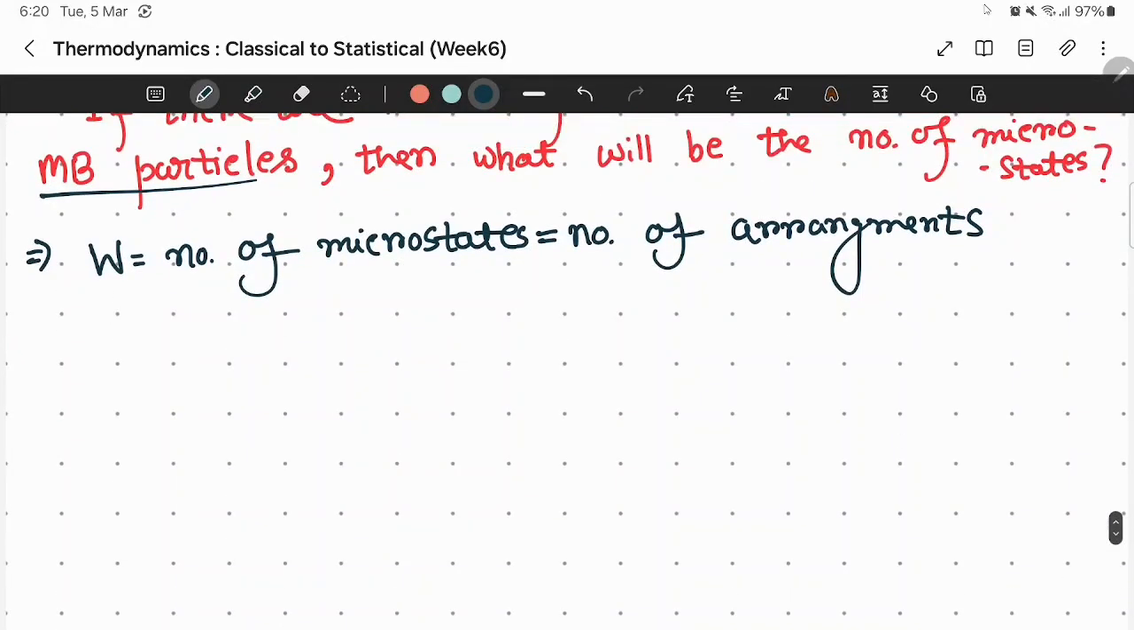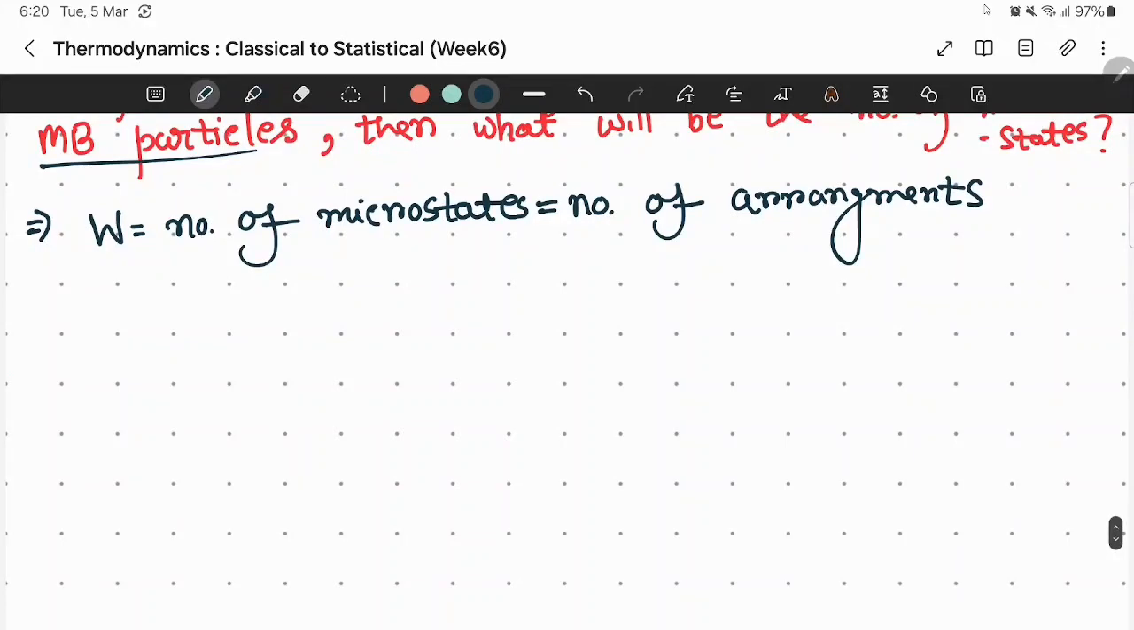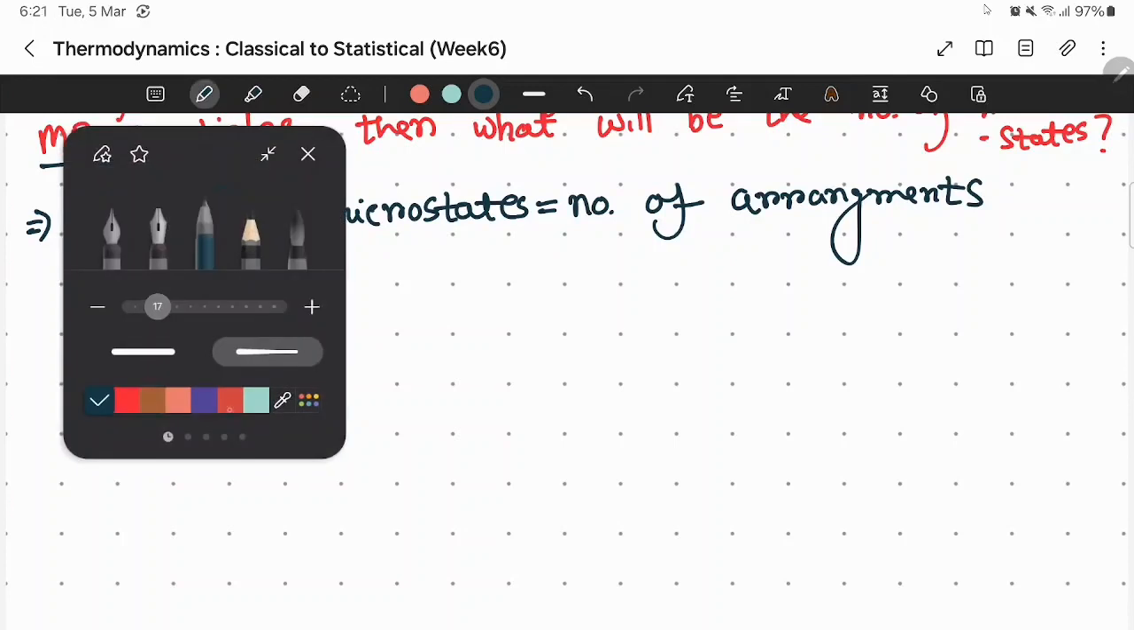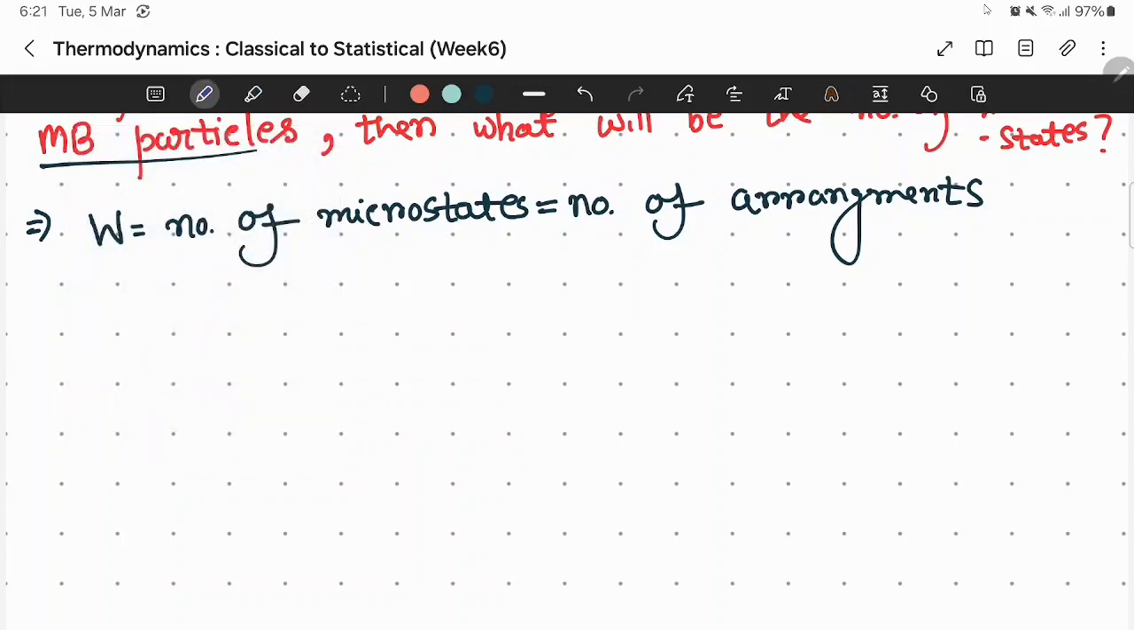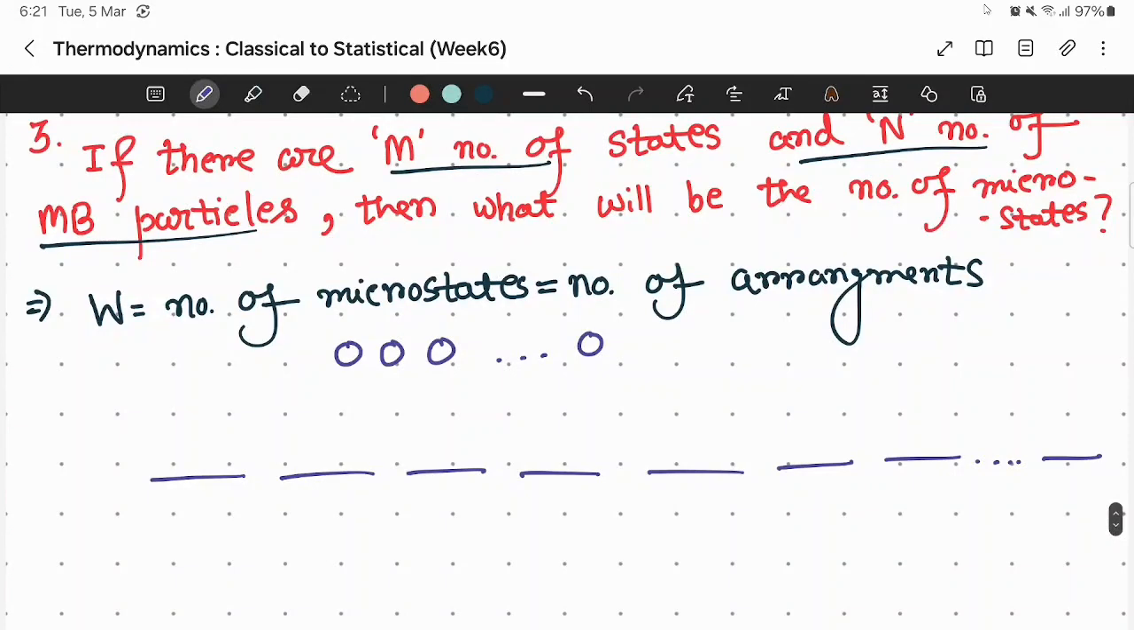Okay, so what they have asked is, let's say there are m number of states and n number of particles. These particles are distinguishable. We have to keep in mind that these particles are distinguishable. So now, what will be the number of arrangements?